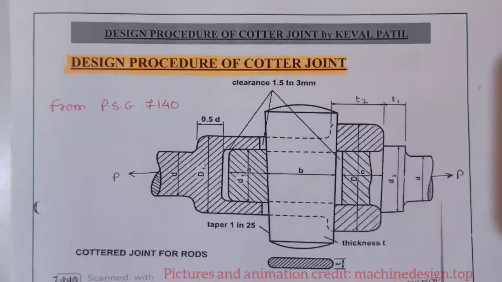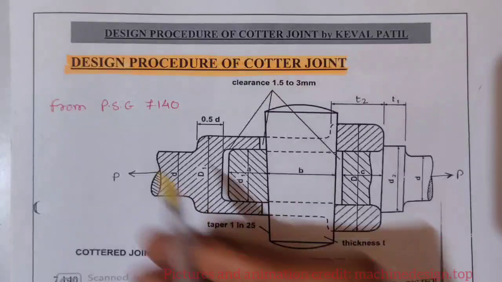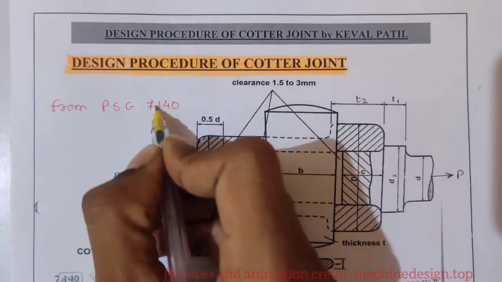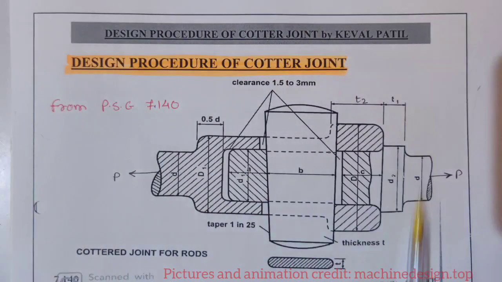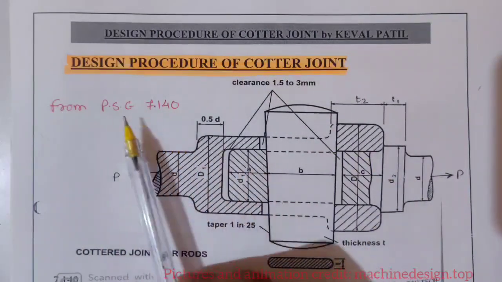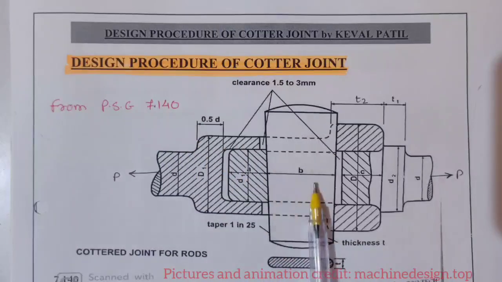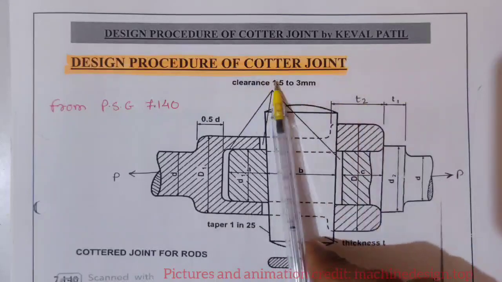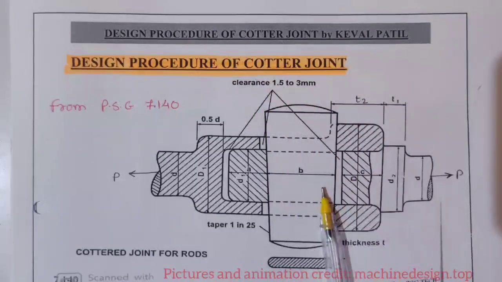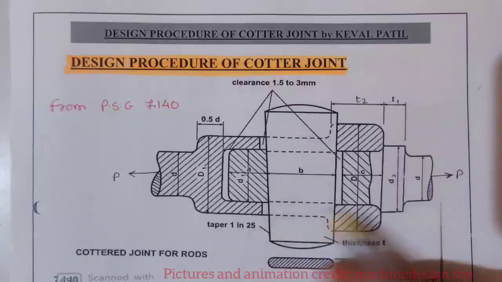This is a sectional view of socket and spigot type Cotter joint. This is available in PSG 7.140. So this whole page is available on PSG 7.140 with this diagram. You don't have to remember this diagram, this is already available, and while designing the Cotter joint you have to draw this diagram. Now see what this diagram is.